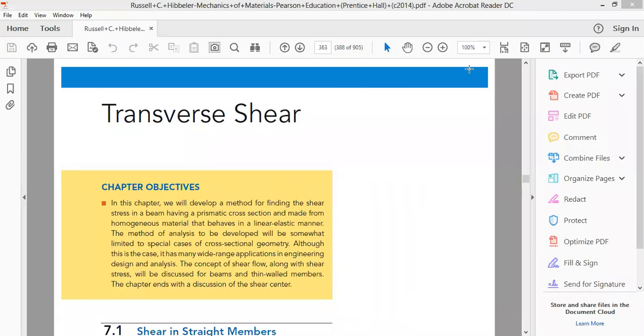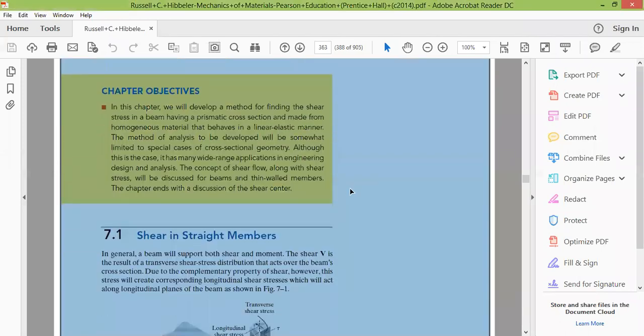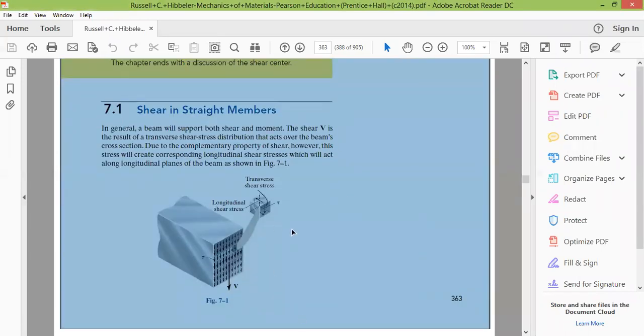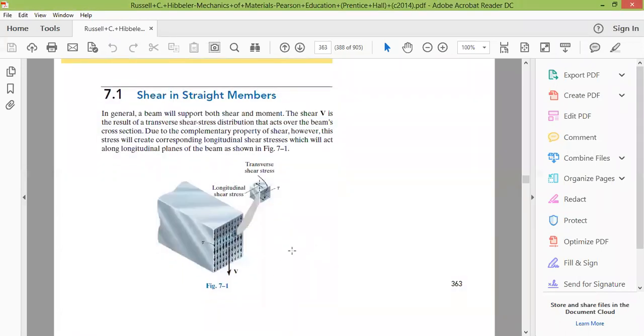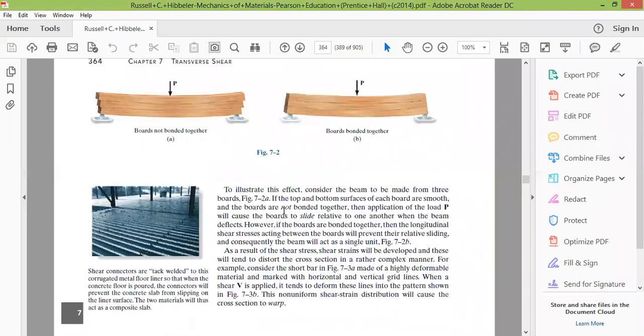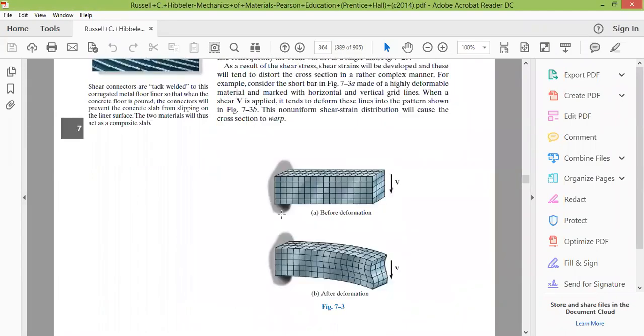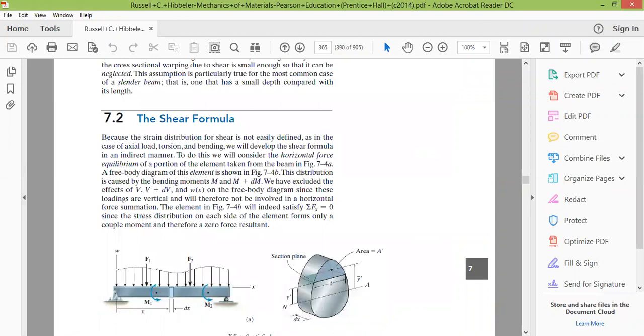In the previous lecture, we discussed transverse shear, and we tried to understand what we actually mean by transverse shear in beams. So we know now that at any section of the beam, we have the transverse shear stress and we have the longitudinal shear stress. Now we need some quantitative formula by which we can calculate the magnitude of the shear force.